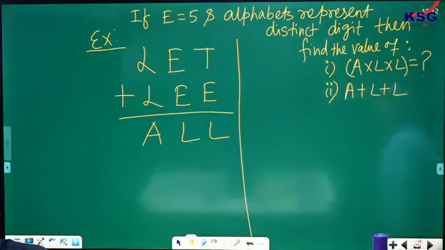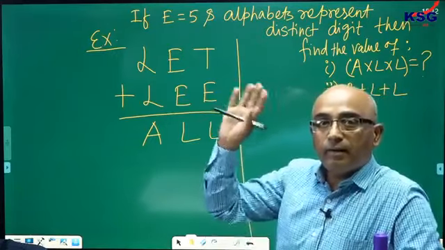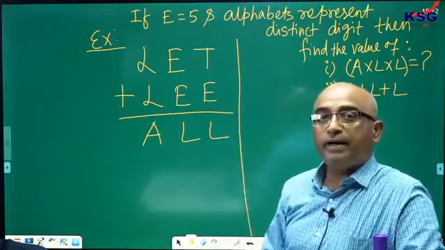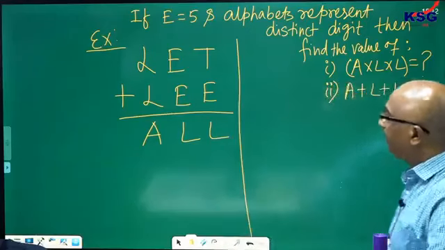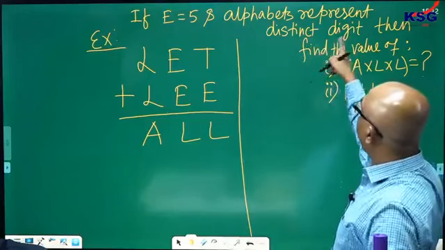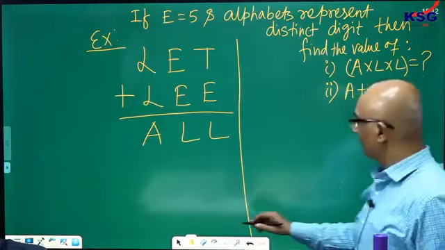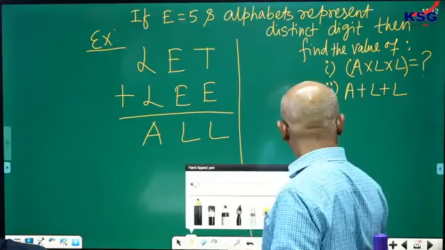Just think logically. Think simple. The addition, the hidden observation behind addition. Okay, so alphabets represent distinct digits. So students, see the discussion. Let's discuss here.